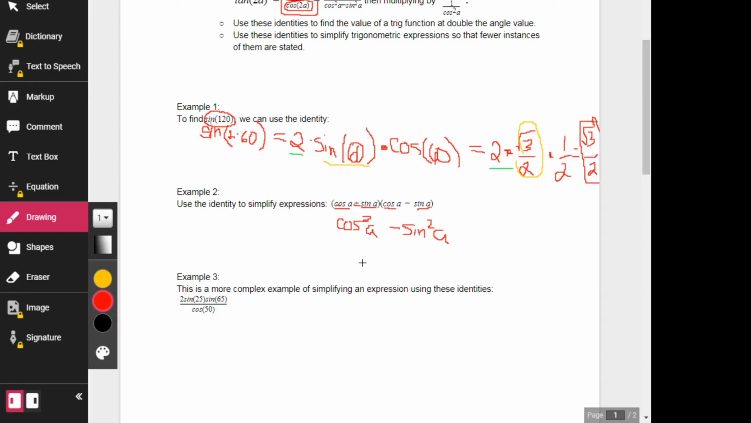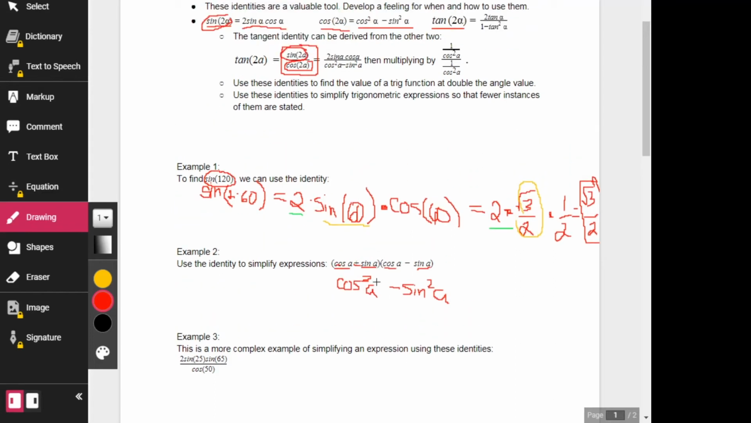Now, I did skip a bunch of steps, but that's basically what you're going to end up with: cosine squared of A minus sine squared of A. And I recognize that's the double angle identity for cosine of 2A. So this is actually cosine of 2A.